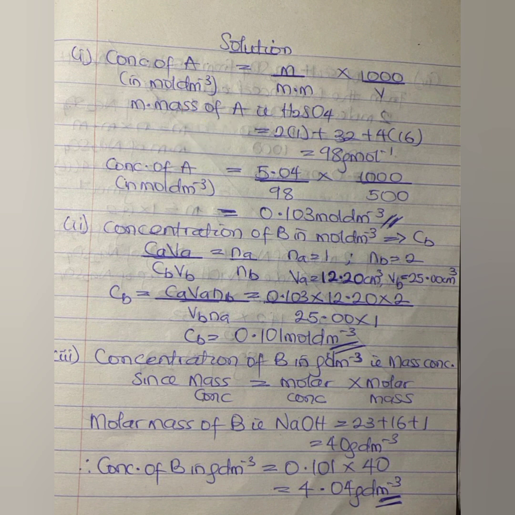So what is conc of A in mole per dm cube? The mass is 5.04 divided by, what's the molar mass? 98 multiplied by 1000 divided by what volume of the solution do we have here? 500 cm cube. So at the end, we get the conc of our A in mole per dm cube to be 0.103 mole per dm cube.